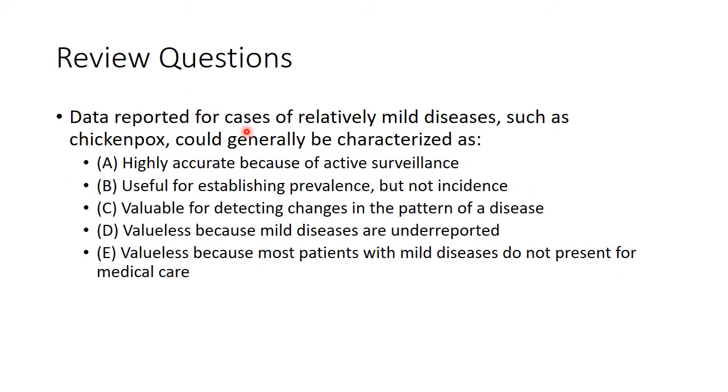Okay. Data reported for cases of relatively mild diseases such as chickenpox could generally be characterized as highly accurate because of active surveillance, useful for establishing prevalence but not incidence, valuable for detecting changes in the pattern of the disease, valueless because mild diseases are underreported, or valueless because most patients with mild disease do not present for medical care. So do you think it's highly accurate because of active surveillance? Do we do active surveillance for chickenpox? Not typically, all right, so that would not be correct. Is it useful for establishing prevalence, not incidence?